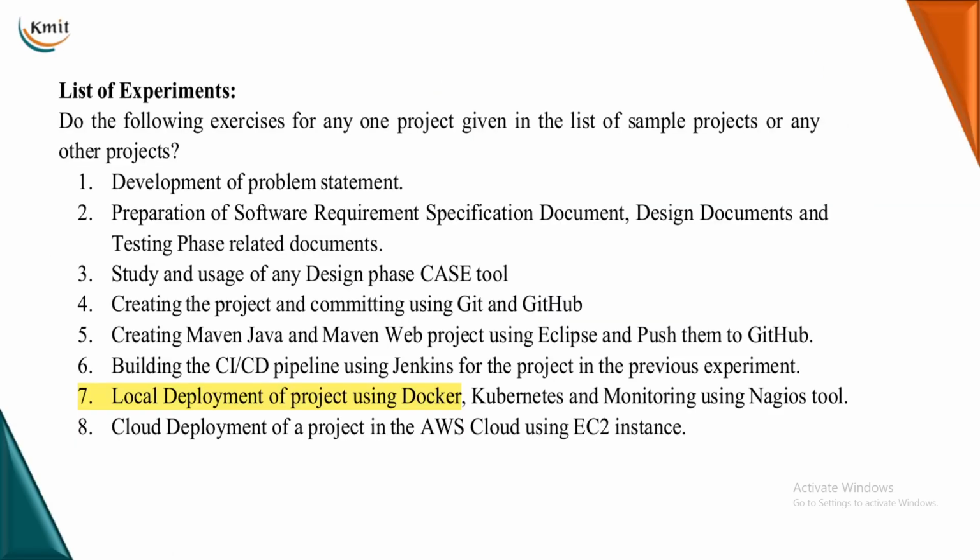Today we shall be starting with experiment number 7 in our lab, which will be covering Docker, Kubernetes and Nagios. Under Docker, we will be executing 4 experiments. The first experiment is related to the basic command line instructions of Docker, which will be covered in 2 parts. Today we shall be talking about the first part, a few of the basic command line instructions.